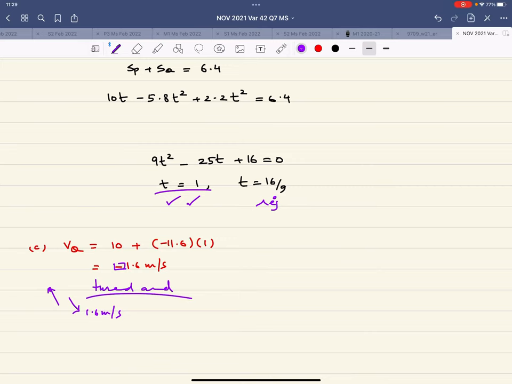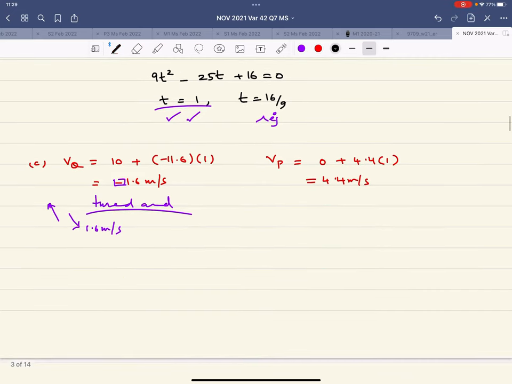What is the velocity of P? Velocity of P is u plus at. So 0 plus whatever is the acceleration, that is 4.4 multiplied by 1, which is 4.4 meters per second. Now it's a simple scenario of collision. It says mass of Q into velocity of Q plus mass of P into velocity of P. Both the masses are added together and we are finding a new velocity. Let's call it W.